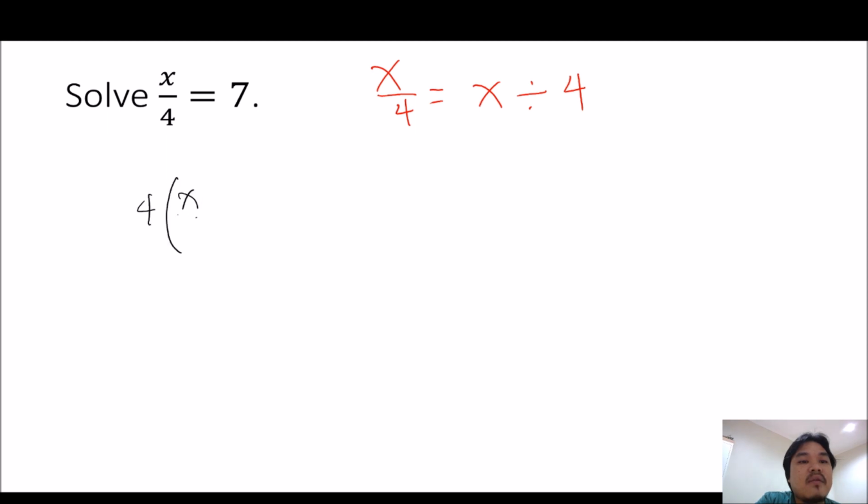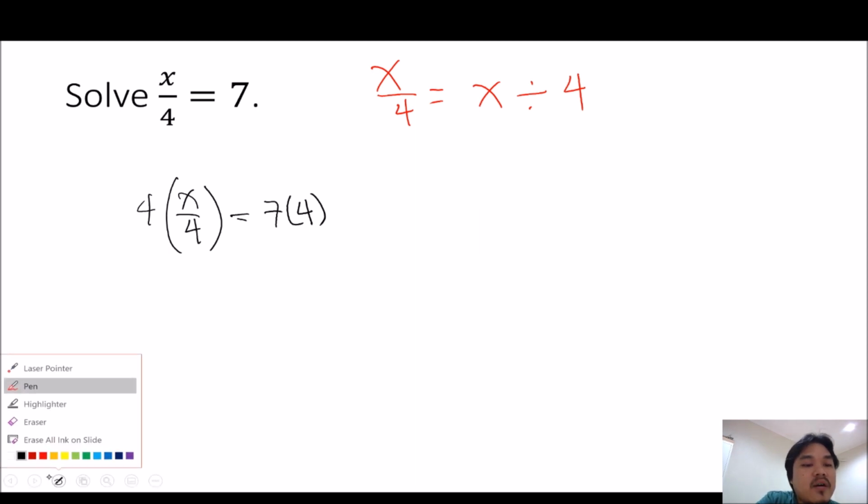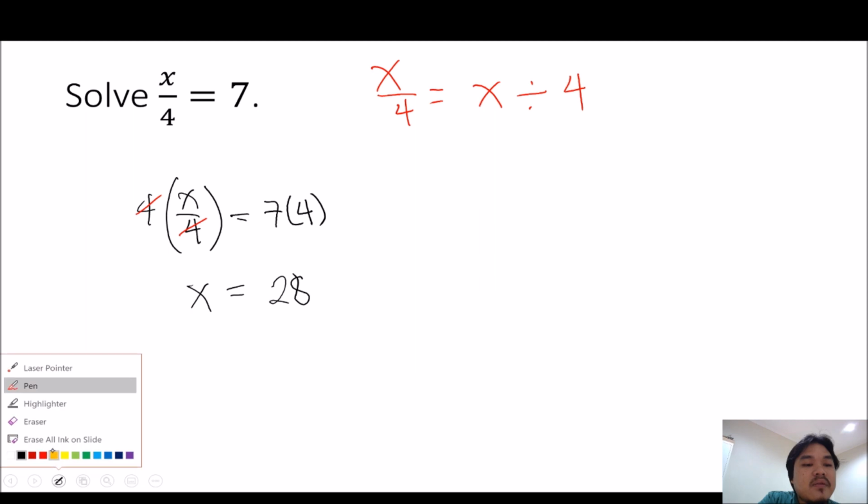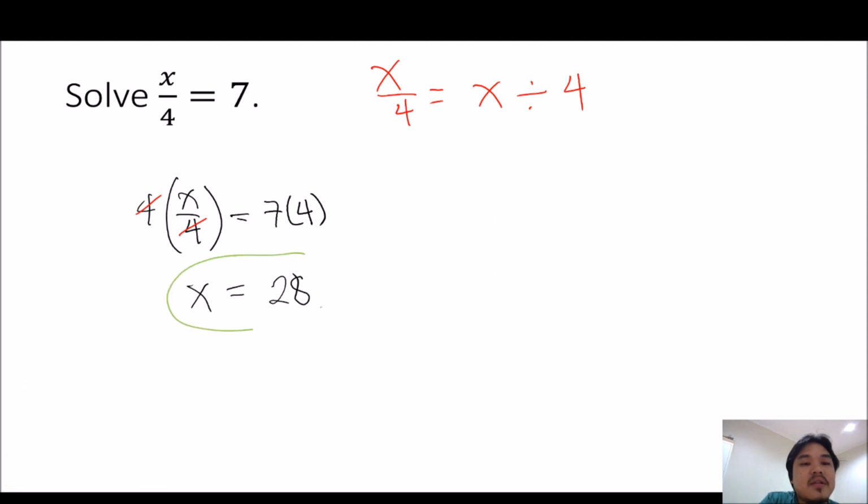So 4 times x over 4 equals 7 times 4. 4 times x over 4 can be simplified. We can cancel out 4 since it is a common factor. So what will remain? Only x. Then 7 times 4 is 28. So x equals 28 is the solution.